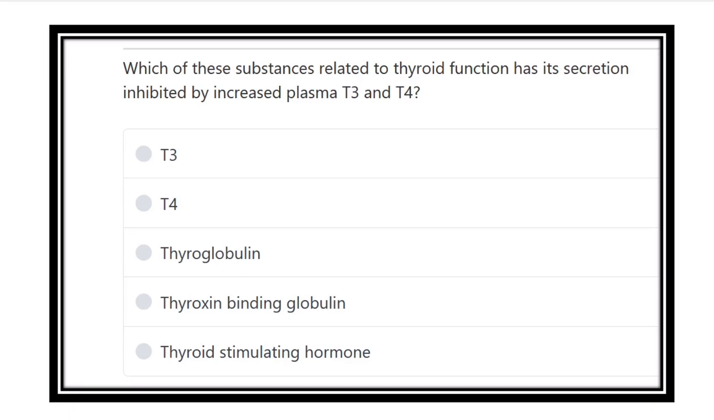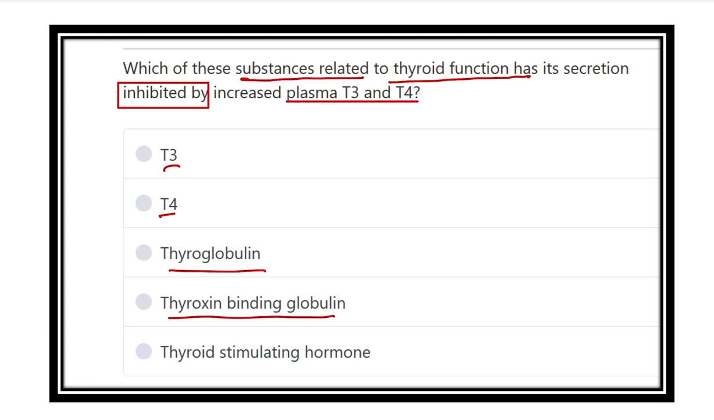Which of the substances related to the thyroid function has its secretion inhibited by increased plasma level of T3 and T4? That means when T3 and T4 increase in the plasma, which substance inhibits the thyroid gland's secretion of T3 and T4? Here the options are T3, T4, thyroglobulin, thyroid binding globulin, thyroid stimulating hormone.